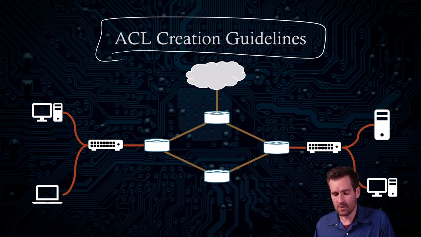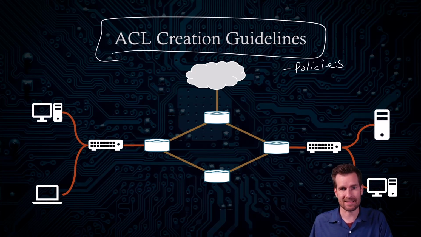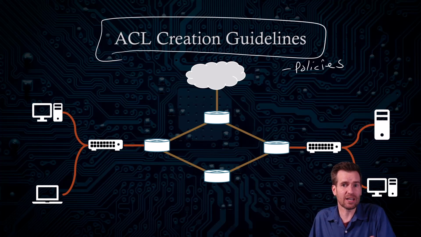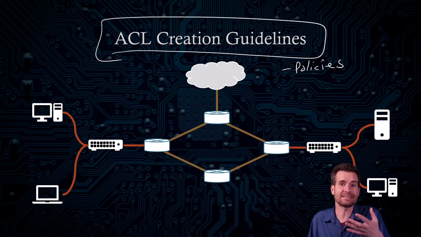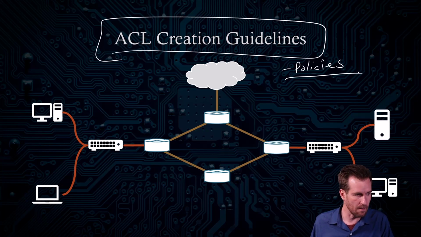So how do we do that? Well, first of all, there should be some sort of policies that back up what you're trying to do with an ACL. A policy is something that states how you're conducting business, how you are configuring these things. You should have policies that talk about what security you are trying to implement and how things should be implemented. So a good ACL starts out with a good policy.